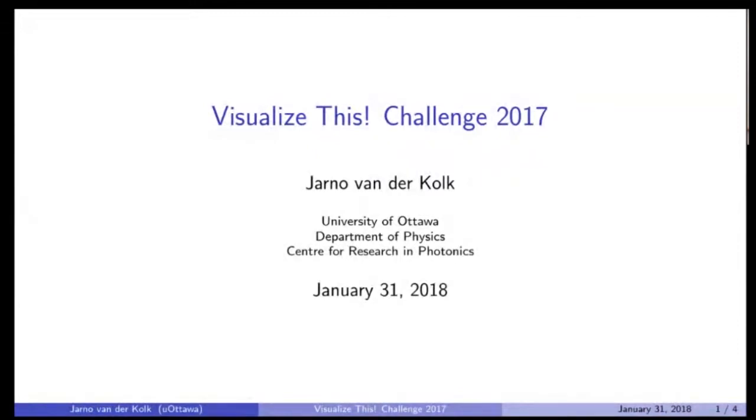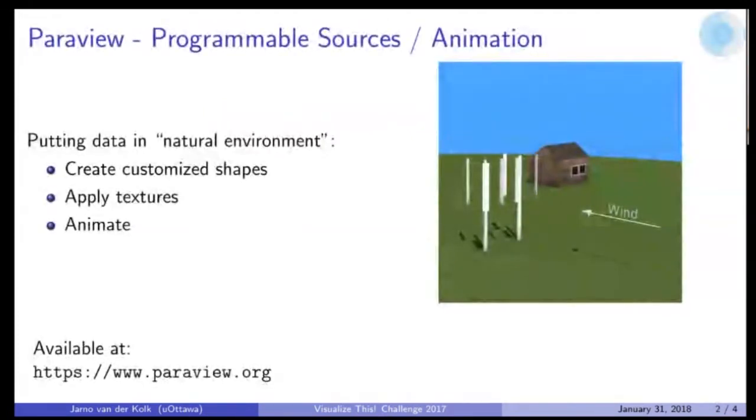Okay. So I thought it was very important to make an intro to actually show the data that is being visualized. I wanted to put the windmills in their natural environment. To do that, I introduced objects in my simulation, such as the grassy surface and the house. And as Alex said, I used programmable sources for that, and then applied textures to that. And I also animated the windmills as they would rotate as real windmills.